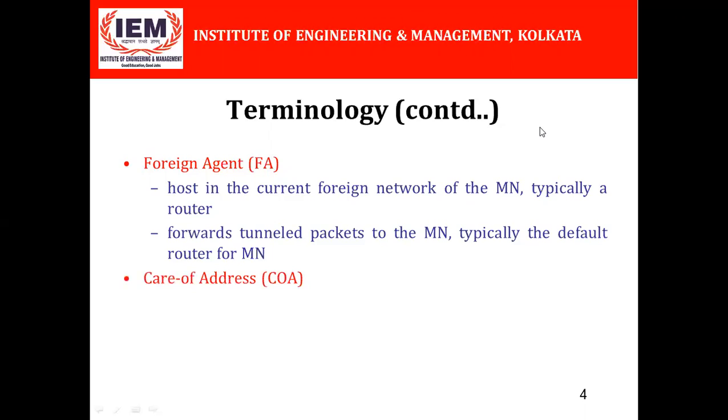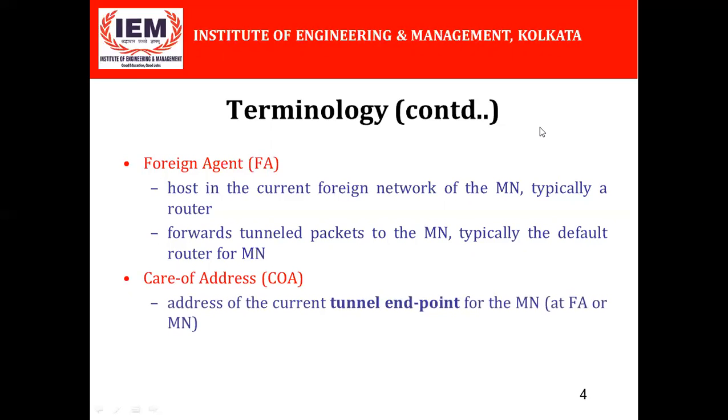Care-of address, as mentioned earlier, is the temporary address. It is the address of the current tunnel endpoint for the mobile node at a foreign agent or mobile node. Another thing, the actual location of the mobile node from an IP point of view is also found using this care-of address.